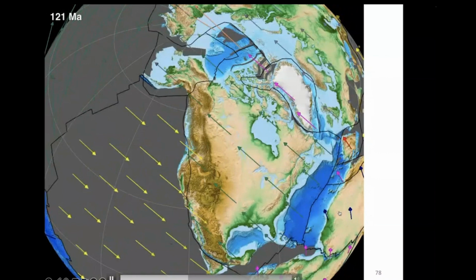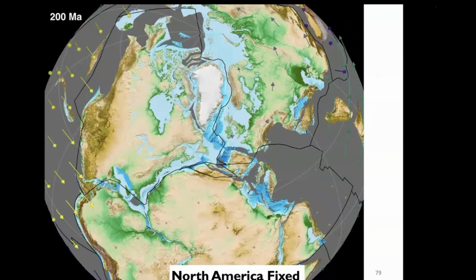Now let's hold North America fixed and see. This is the same scene, all we're doing is doing different things. In this case, all we're doing is holding North America fixed and letting everything move relative to North America.